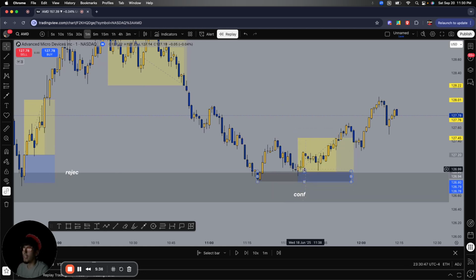But I wouldn't just depend only on this one. I would have another entry model. If you want to trade this one, that's good. But if you want to, have another one on the back burner just in case, then do it. But this is going to be a confirmation entry.